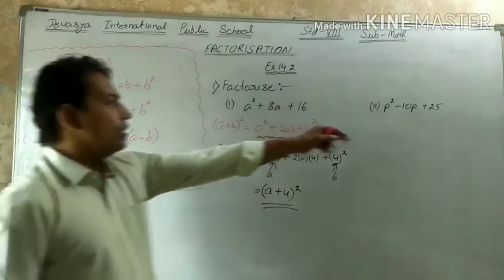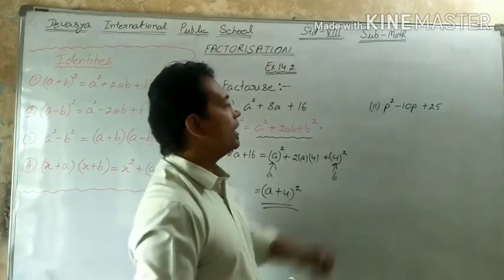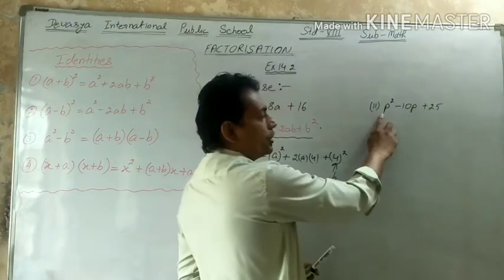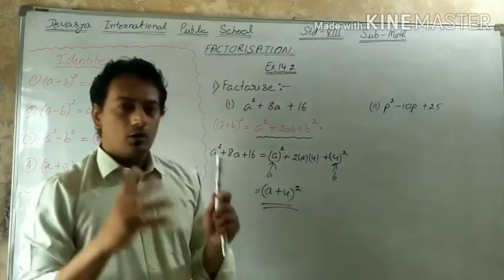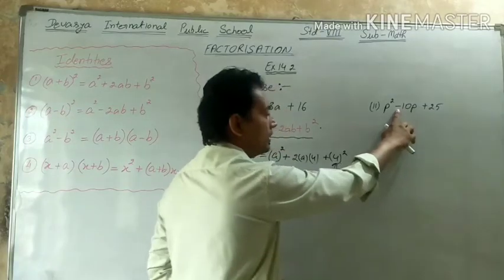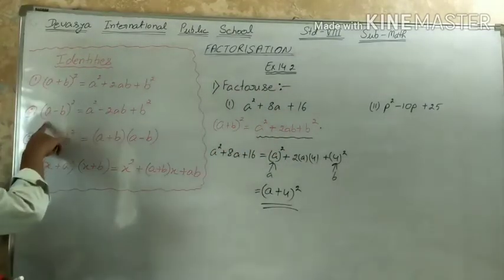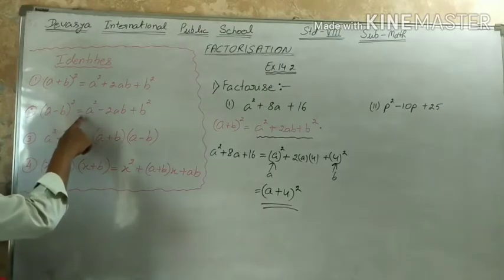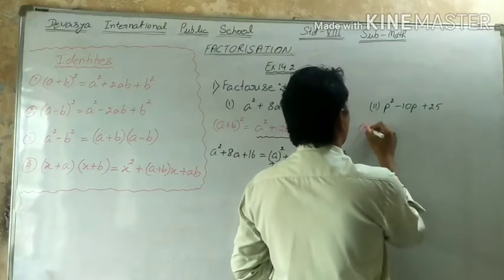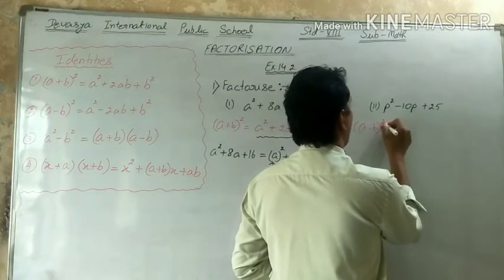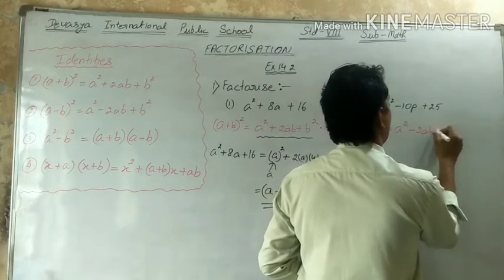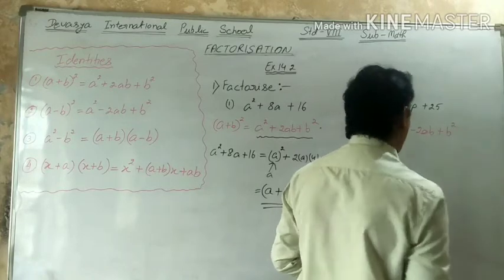In the same way we can do one more expression. Clearly after observing the expression, p square minus 10p plus 25, here the first term and the last term are clearly perfect squares, and the middle term has a minus sign, a negative sign. So we need to use the identity (a - b) whole square, which is a square minus 2ab plus b square. So first of all, let's write the identity (a - b) whole square is equal to a square minus 2ab plus b square. So we have written the formula.